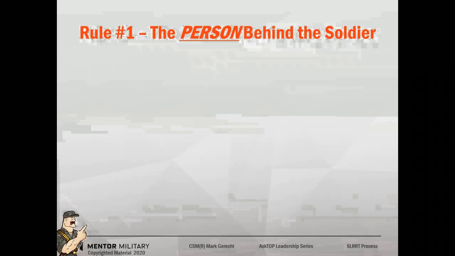Before we get really into this, let's talk about the person behind the soldier. When we see our soldiers each day, we see a uniform with rank on it, badges, tabs, qualifications, experience, and our personal experience with that soldier. A lot of times we fail to see who's behind that uniform and what's going on with them at a personal level. And that's the crux of what we need to look into. That's the genesis of finding who that person is so that we can reduce risk.